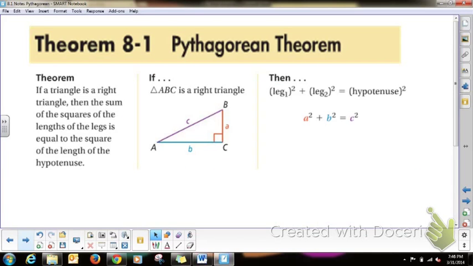So, Theorem 8.1, the Pythagorean Theorem. If a triangle is a right triangle, then the sum of the squares of the lengths of the legs is equal to the square of the length of the hypotenuse. So if this triangle, triangle ABC, is a right triangle, then this is leg one, and this is leg two. Leg one squared plus leg two squared is equal to the hypotenuse squared. So A squared plus B squared is equal to C squared.